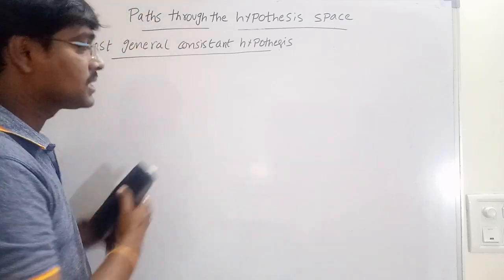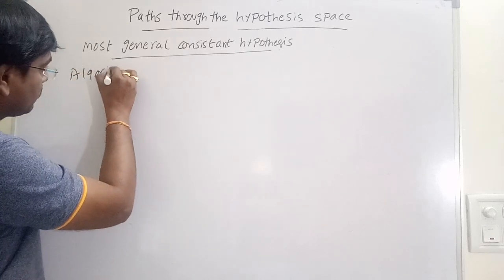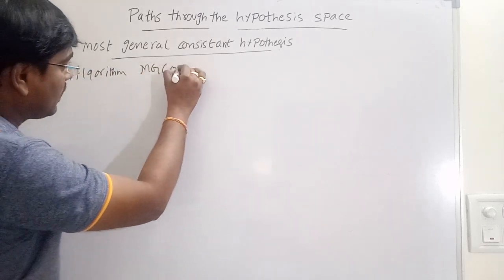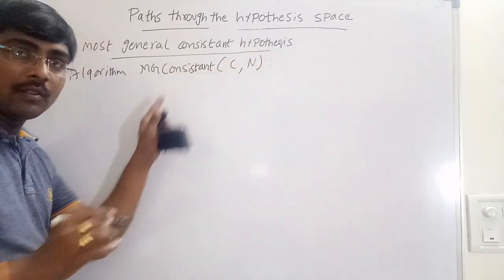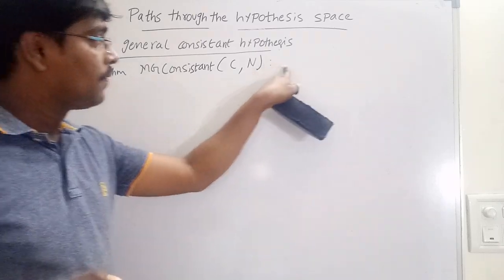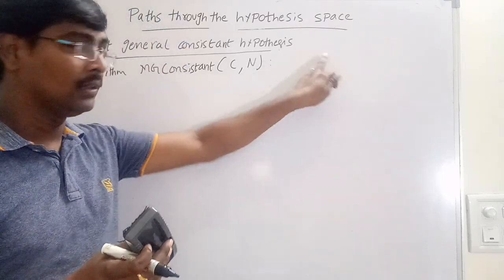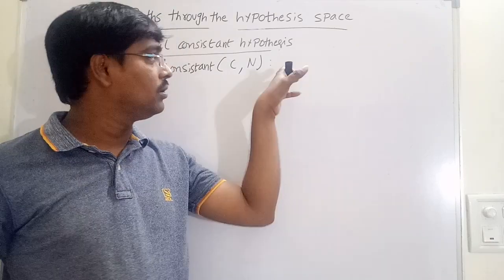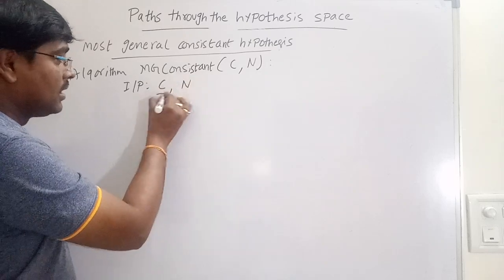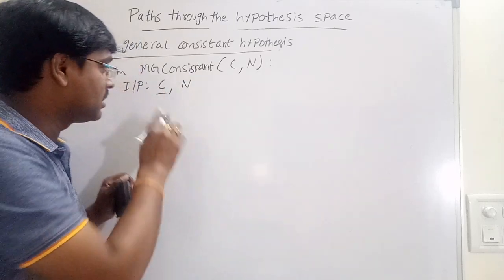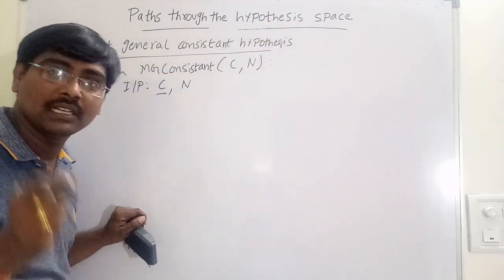So no problem, we will discuss the algorithm. The algorithm clearly explains the concept. What is the algorithm? Most general consistent (C, N). The purpose of the algorithm is to find the most general consistent specialization. Remember, not generalization, specialization. Okay, so what is the input? The input is C comma N. C is the given concept. For this given concept, we have to identify the most general consistent specialization.